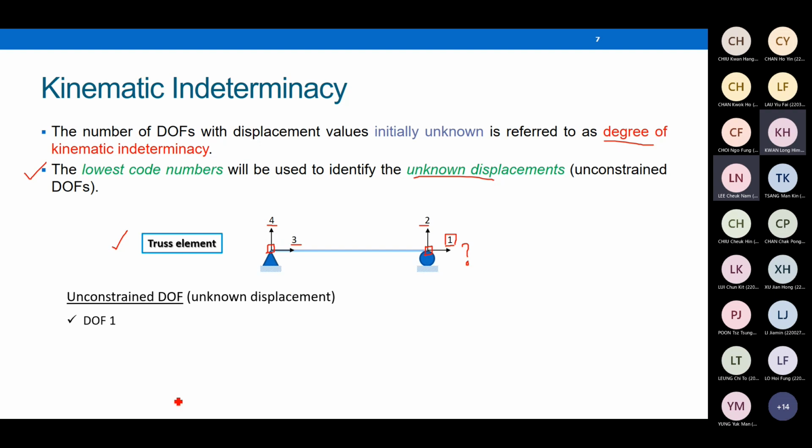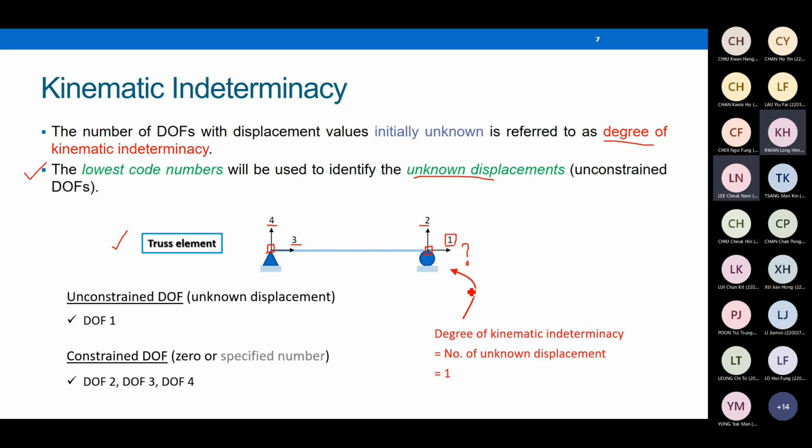We have one unknown displacement and one unconstrained degree of freedom, degree of freedom 1. Degrees of freedom 2, 3, 4 are 0 displacement, or you may call these constrained degrees of freedom. They are 0 in this problem. Then what about the degree of kinematic indeterminacy? Degree of kinematic indeterminacy means the number of unknown displacements. So in this problem, the degree of kinematic indeterminacy is equal to 1.